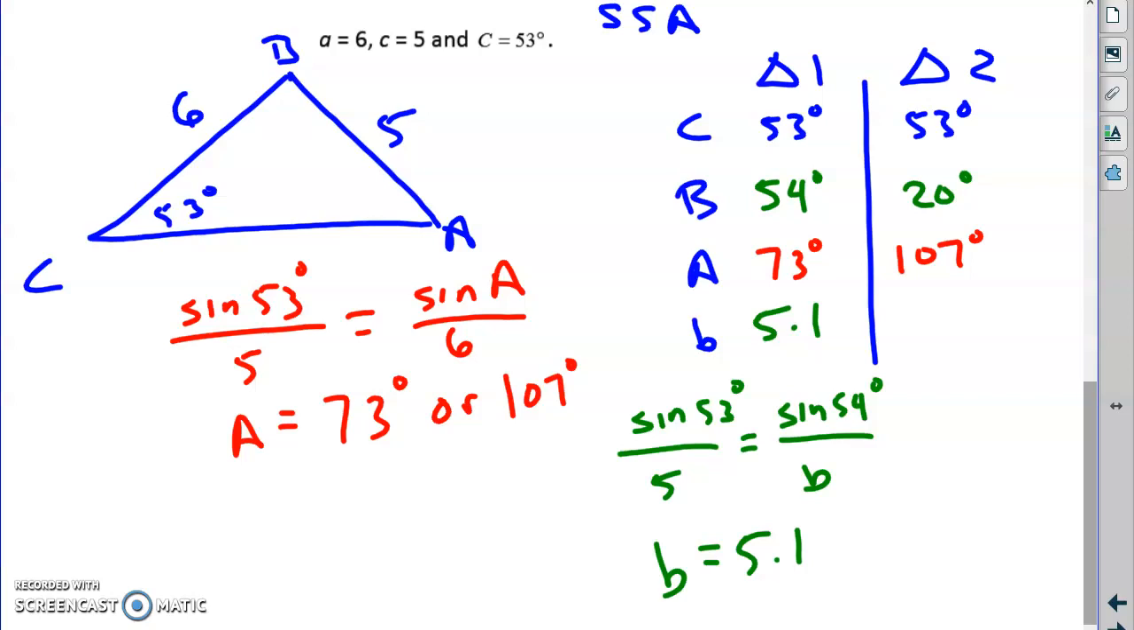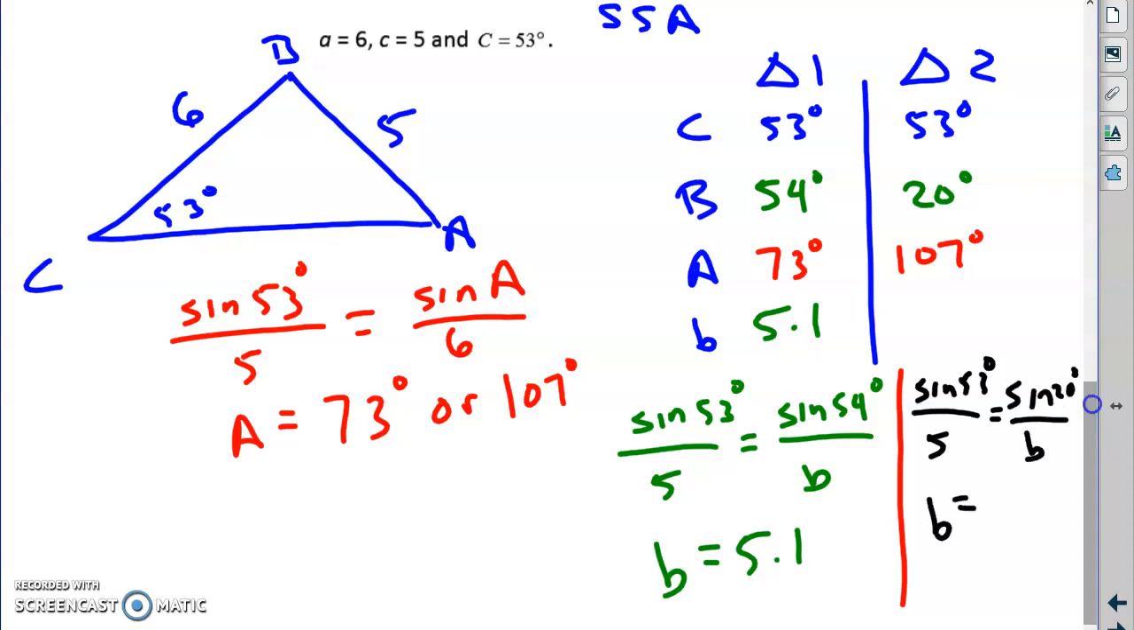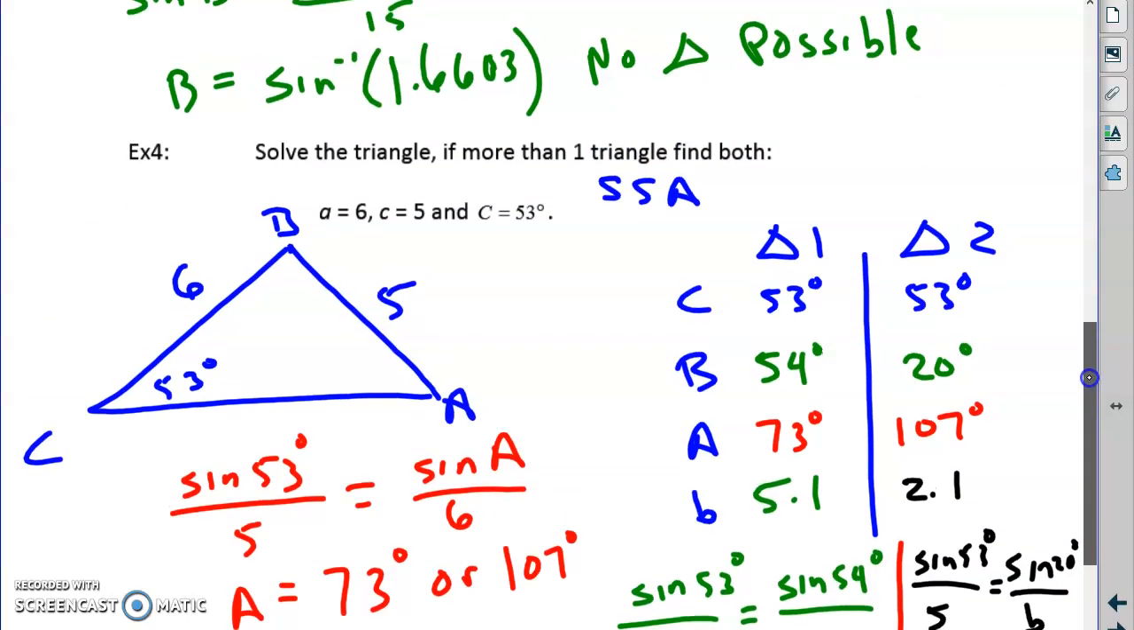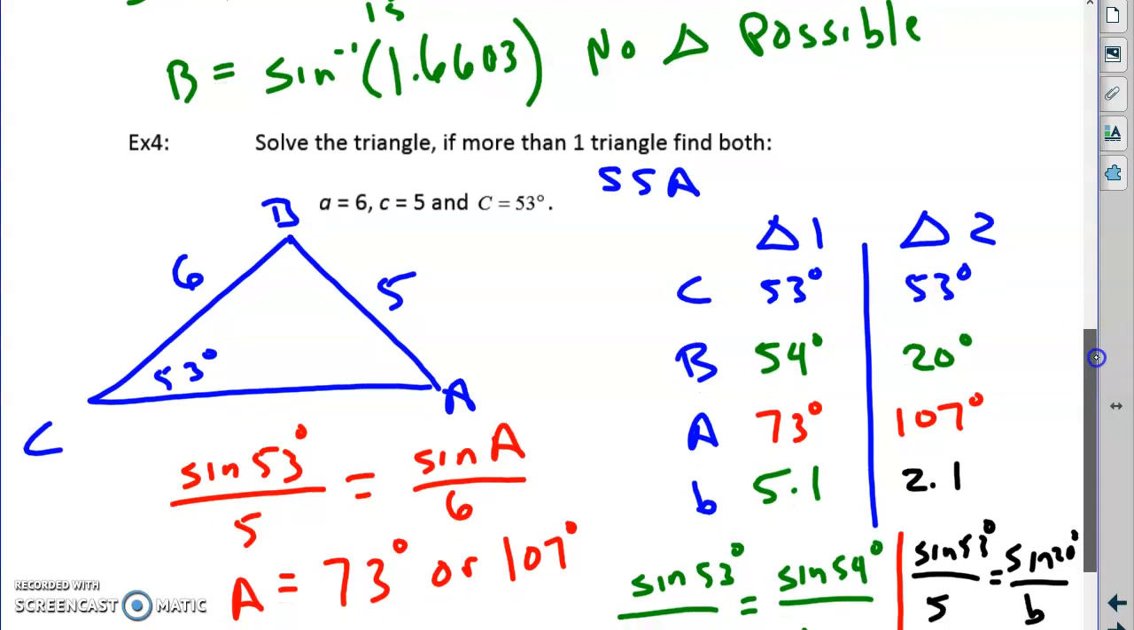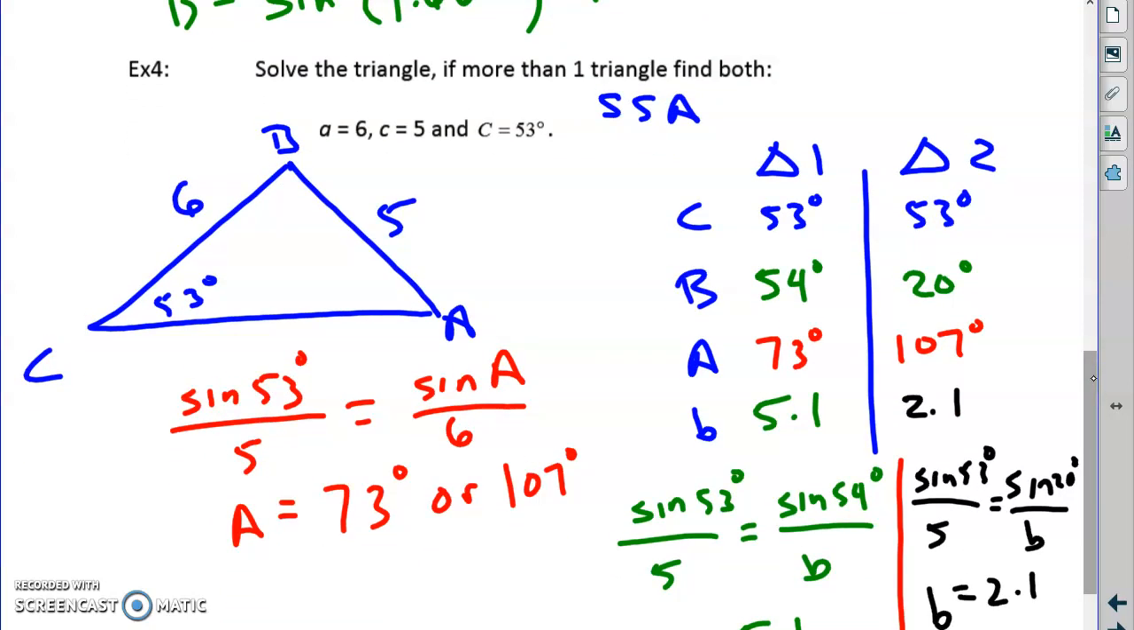On the other side, sine of 53 over 5 equals sine of 20 over B. This B would equal 2.1. Again, given SSA, law of sines, yes. Ambiguous case, triangle 1 works, as does triangle 2.